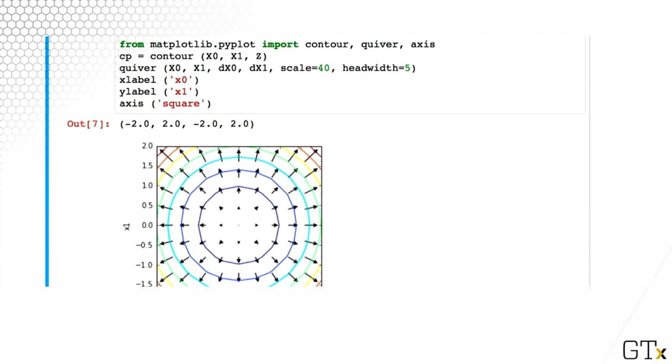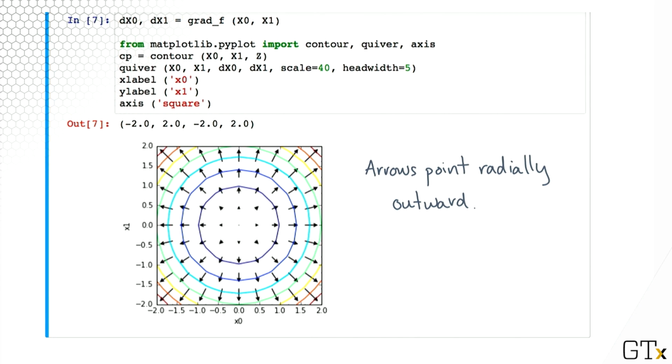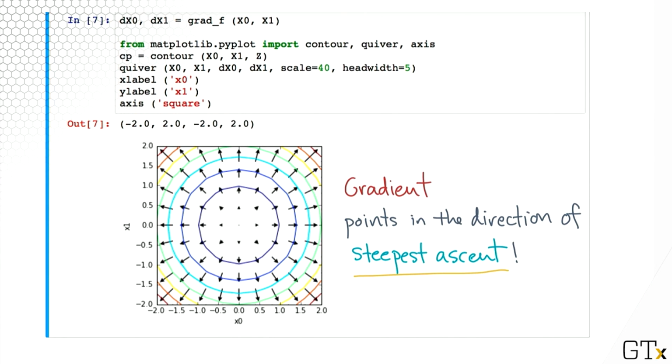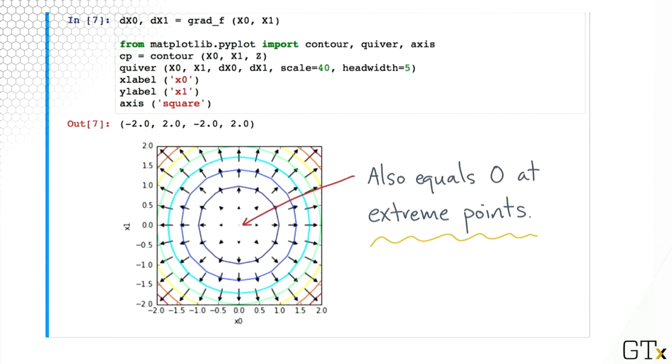Here's the result. Notice how the arrows point radially outward away from the minimum value. They also increase in length as the paraboloid gets steeper. I hope this picture builds your intuition for what the gradient does. In particular, it points in the direction of steepest ascent. But that's not all. Do I sound like a salesperson yet? The gradient is also 0 at extreme points. So that's the same thing as what happens to the 1-dimensional derivative.